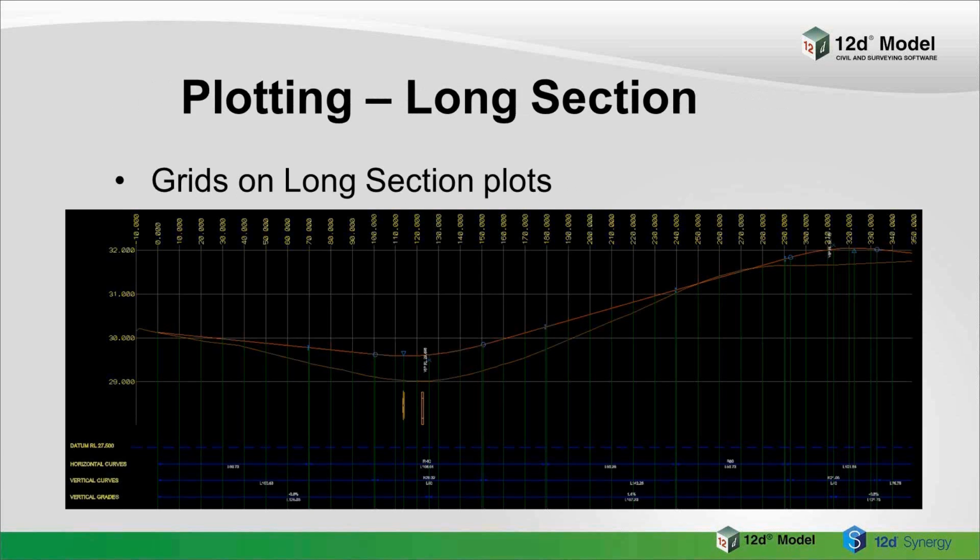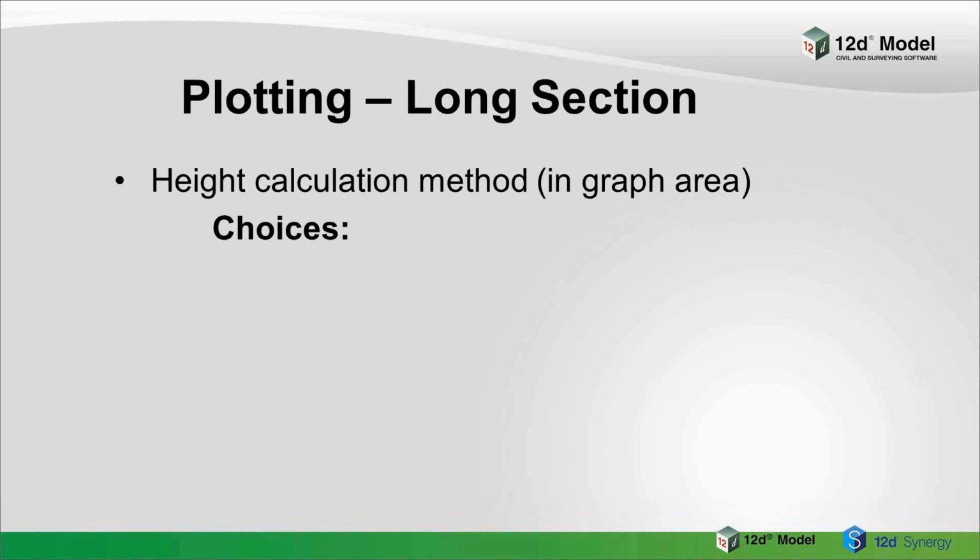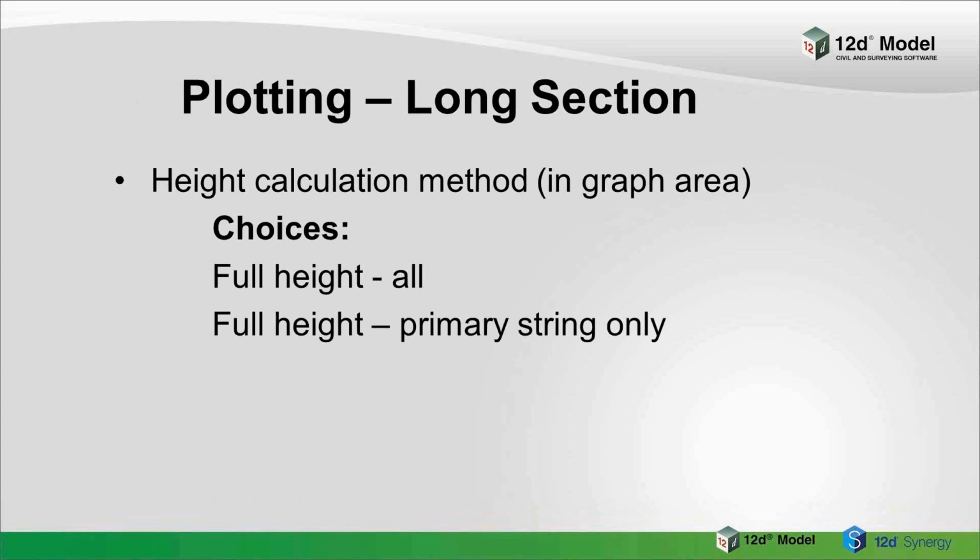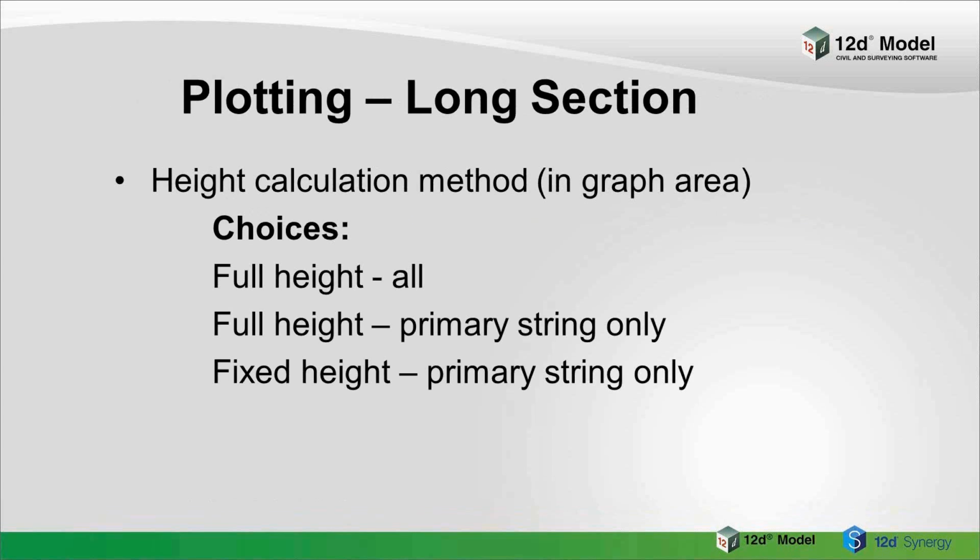With the long sections, you can now do grids on long section plots, and then you can label. You'll say how often you want them, ups and downs, left, right labelling. So it's all up to you what you want there. And there's a new thing there for what we call height calculation method. It's in the graph area, and I'll show what that is shortly. The choices you get are full height, full height primary string only, fixed height primary string only, and fixed height all.